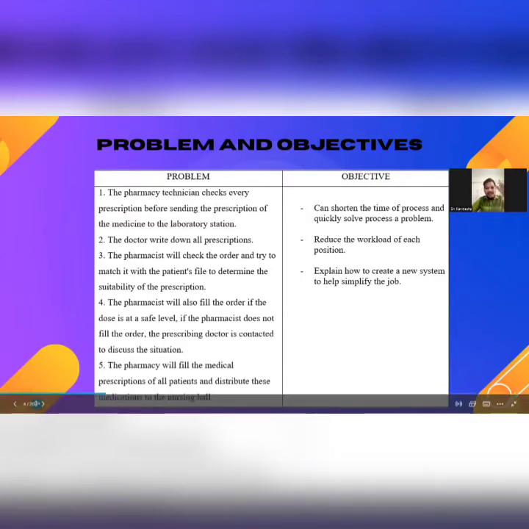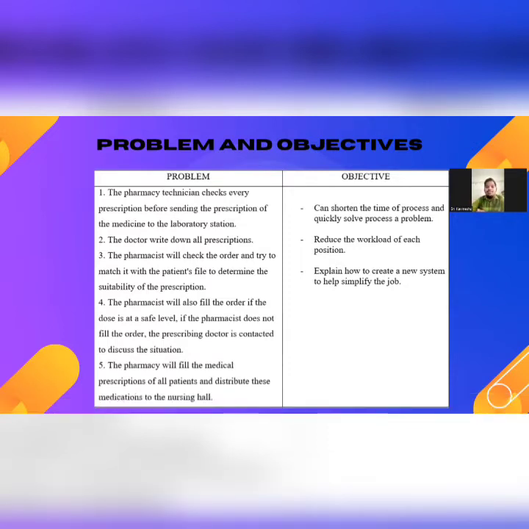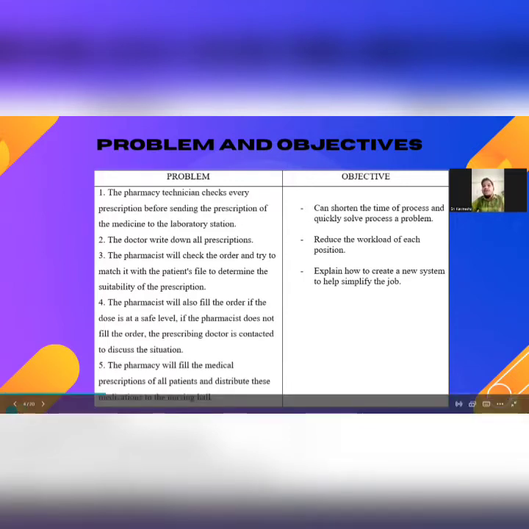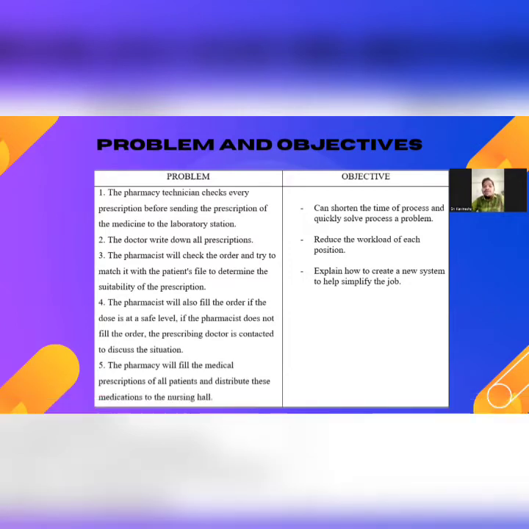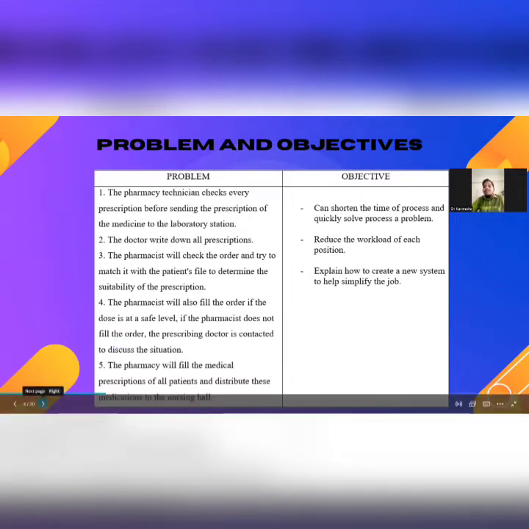The objective of the system that we're going to create is to shorten the process time and quickly solve and process a problem, and to reduce the workload of nurses and the pharmacy technicians so that their process is faster. For example, by just writing the patient name, they'll be given the prescription list, so it's easy for them to check. Another objective is to explain how a new system helps simplify the job, by explaining how our system will help them improve their work.